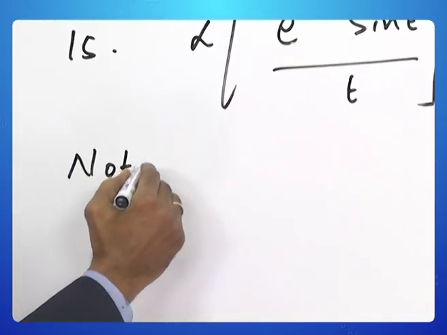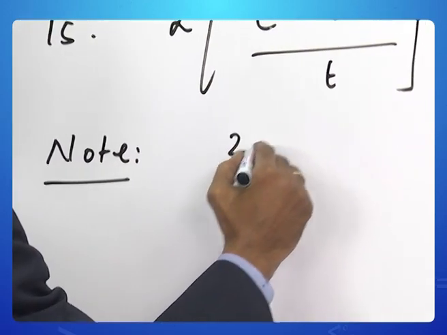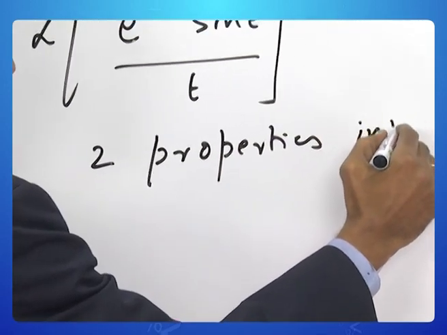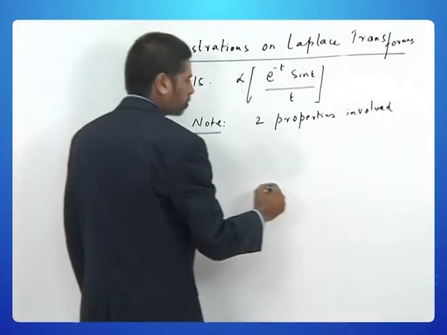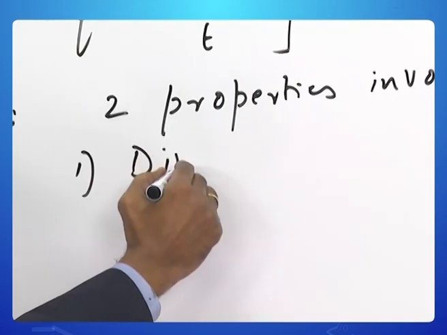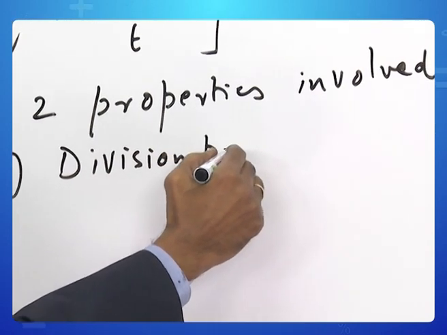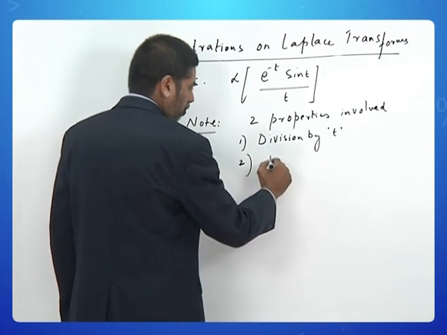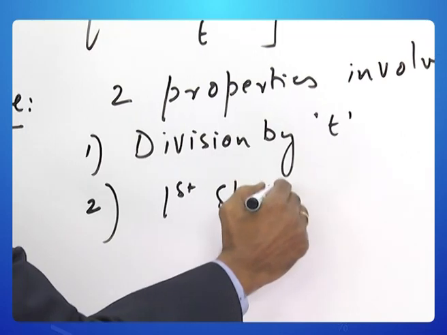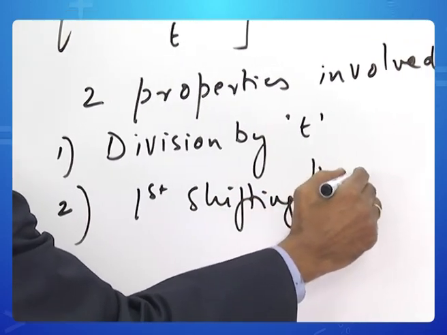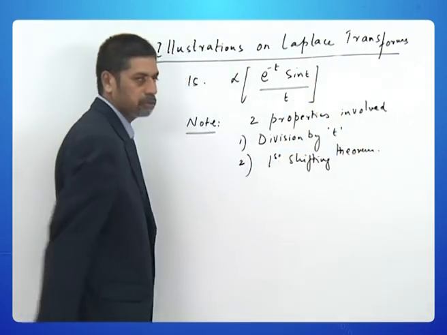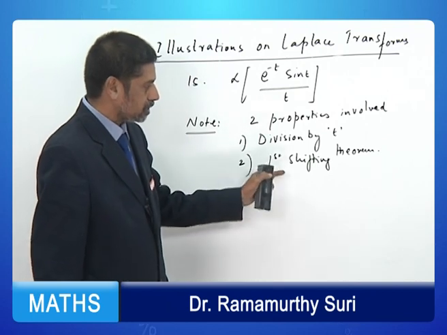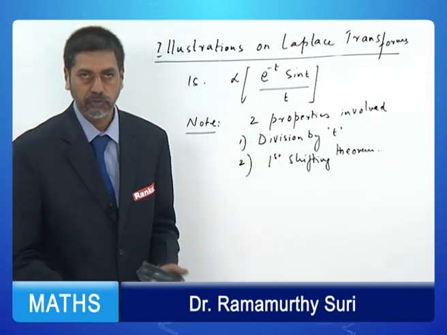So our note is: two properties involved. One, division by t. Two, first shifting theorem. These are the observations. So if you have identified the properties, then getting the result is just a matter of time. So where do we start?